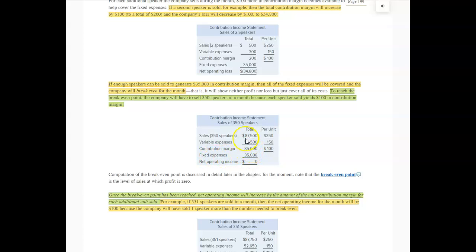So at the 350 unit level of sales, we're at the break-even point. We don't have a profit. We don't have a loss. We're going to see in a few minutes how to calculate the break-even point in a quick manner. But if you know your break-even point, that's the point where you're not making a profit and not making a loss, because your contribution margin equals exactly your fixed expenses.